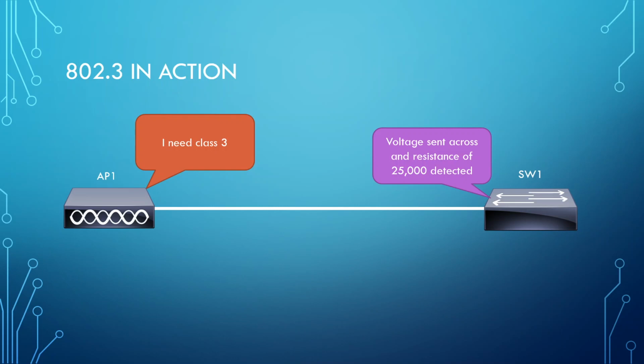So let's see 802.3 in action. Simply put, a voltage is sent across the link, I measure resistance at 25,000 ohms, that means there's a power device. AP1 tells switch 1, I need class 3. Switch 1 supplies it with 15.4 watts of power. It's as simple as that.